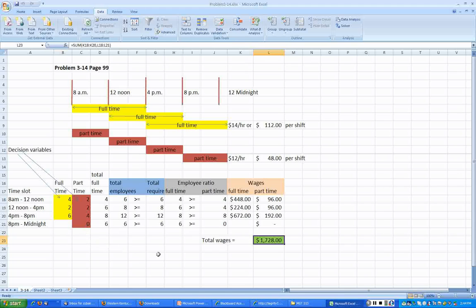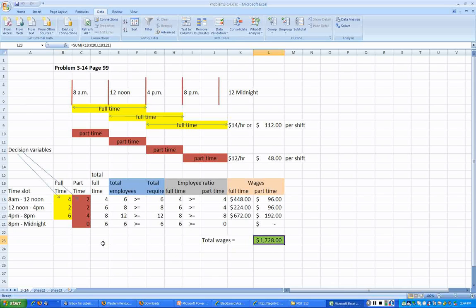We need at least 2 full-timers for each part-timer. We have that here. Total full-time, at least twice that. Here we have 6, at least twice. Yes, that is there. We have 3 times. Twice here, that is satisfied. At least twice here, of course, it is satisfied there too. So we met all the conditions. It's going to cost us $1,728 to staff that.